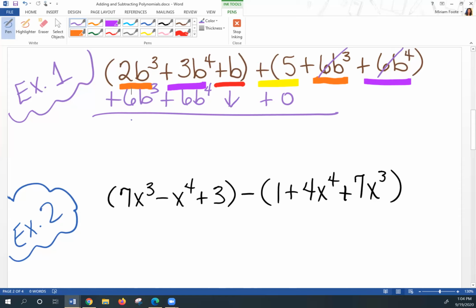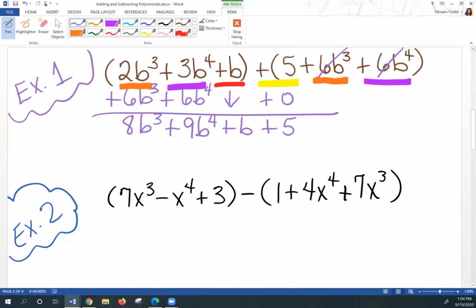2 plus 6 is 8. And when you're adding or subtracting polynomials, do nothing to the exponents. You just bring it down. Plus, 3 plus 6 is 9. And again, just bring down that exponent. This is just positive b. 5 plus 0 is 5.